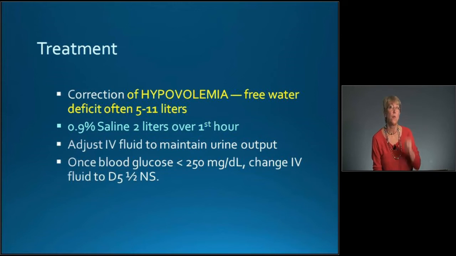So we're going to start them on normal saline, at least 2 liters over an hour for the first hour, and then we're going to adjust it accordingly to urine output or to your facility's hyperglycemia or DKA protocol. Okay? Once a blood glucose is brought down to 250 or less, they're probably going to change that IV fluid up and give them back a little sugar and half normal saline.